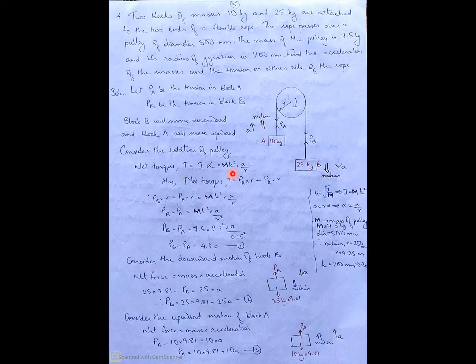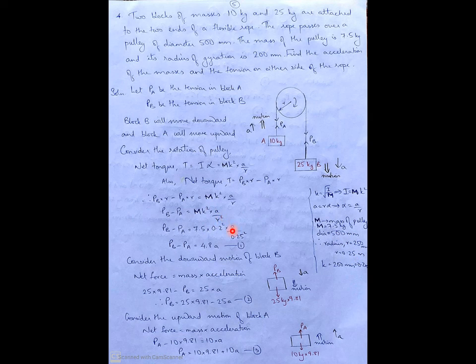Now equating these two torques, you will get PB into R minus PA into R equal to mk square into a by R. Simplifying, you will get PB minus PA equal to mk square into a by R square, where m is the mass of this pulley, which is 7.5 kilogram, and k is the radius of gyration, which is 200 millimeter, so it is 0.2 meter.